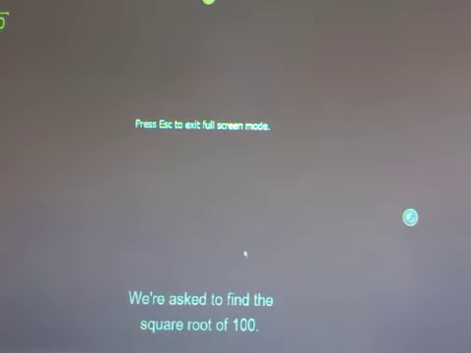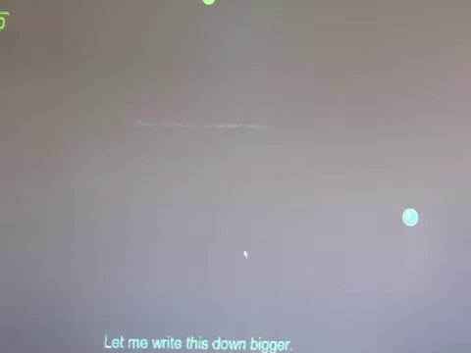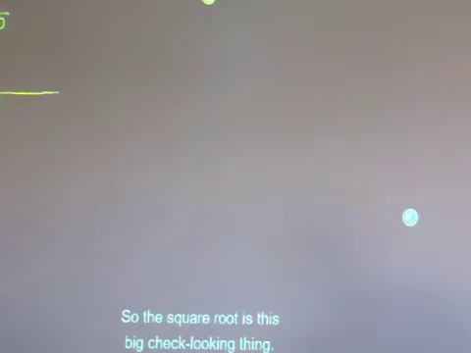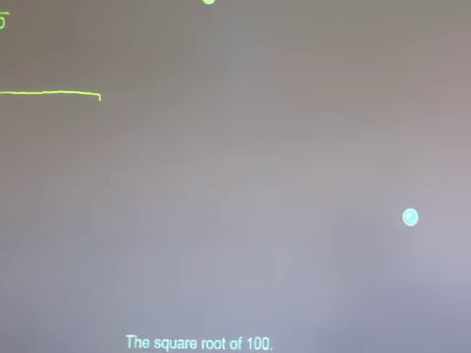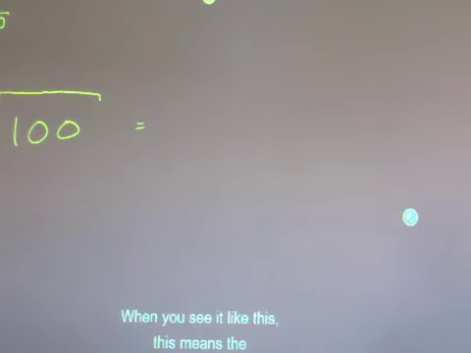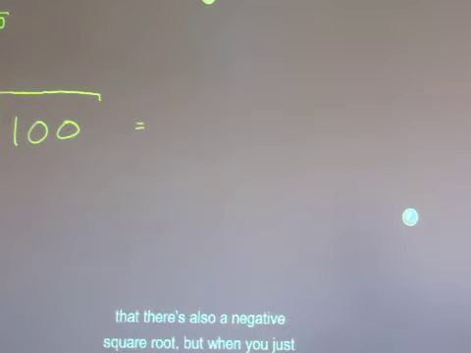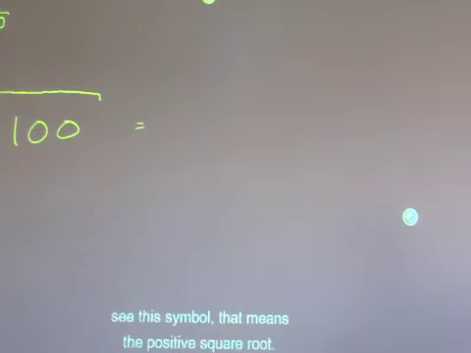The square root of 100, let me write this down in figures. So the square root is this big check-looking thing. The square root of 100. And when you see it like this it means the positive square root. If you're familiar with negative numbers, you know that there's also a negative square root. When you just see this symbol, that means the positive square root.